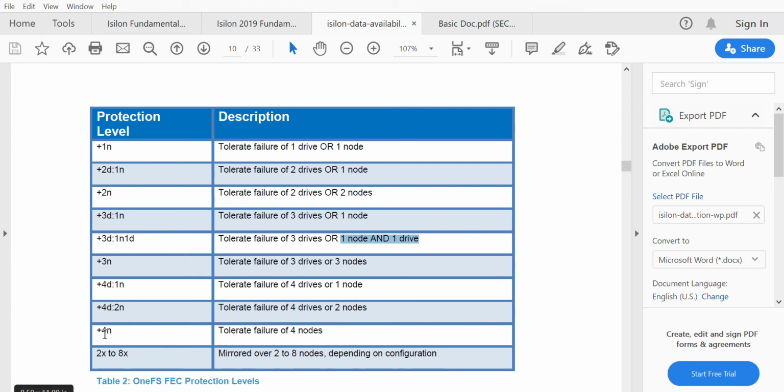And we have 2x to 8x mirroring. So we have mirroring protection levels as well, in which the mirroring is from 2x to 8x, depending upon the configuration. So these are the different protection levels available, and we'll see the next lecture.